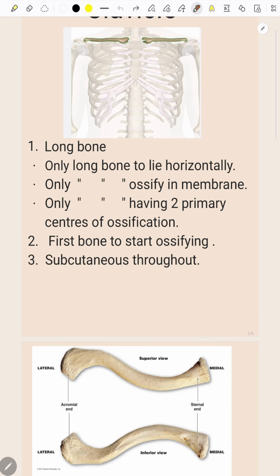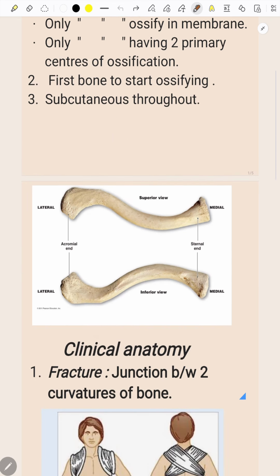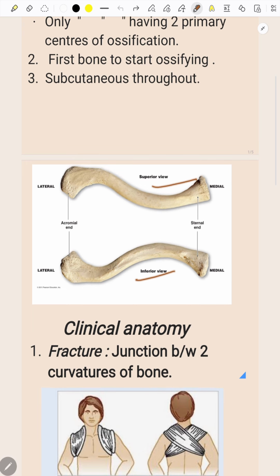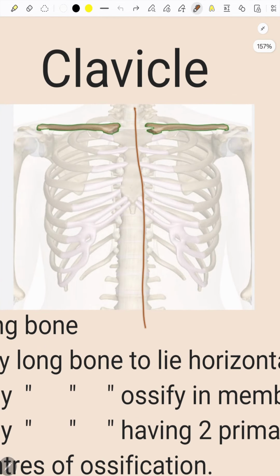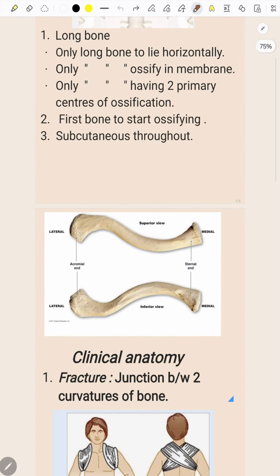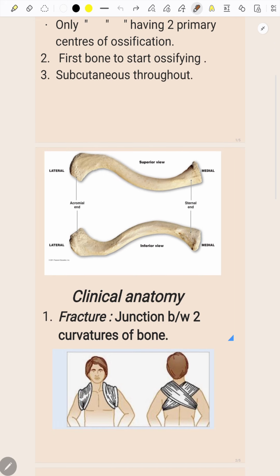So this is subcutaneous. Now this is the superior and inferior view of the clavicle, and this is the lateral side and this is the medial side. Here we can see that the side towards the center of the body is medial, and the side which is away is lateral. So this was the view. Now next we will study clinical anatomy.